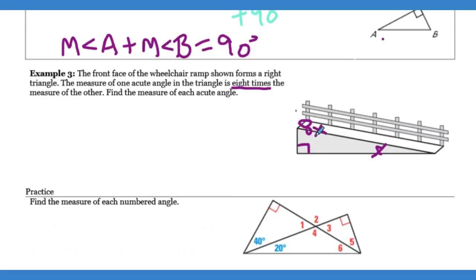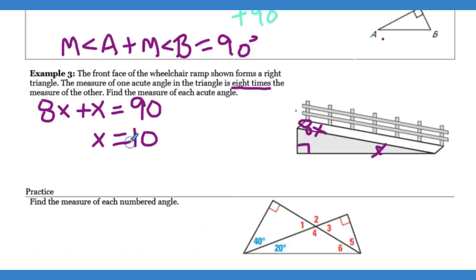Well, if I know this is a right angle, the corollary to my triangle sum theorem tells me that these two angles must be complementary, which means that 8x plus x must equal 90. So then I know that x must be 10. So there's one of my angle measures, 10 degrees. And my other angle measure is going to be 80 degrees.